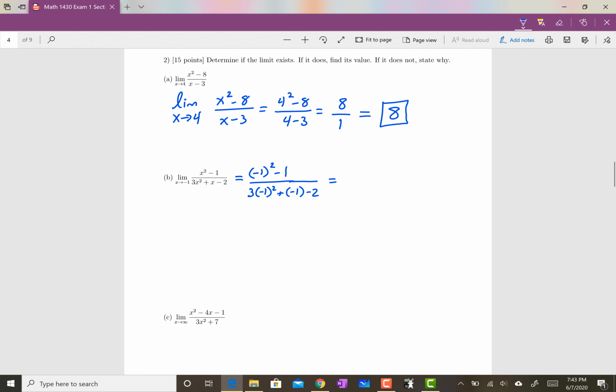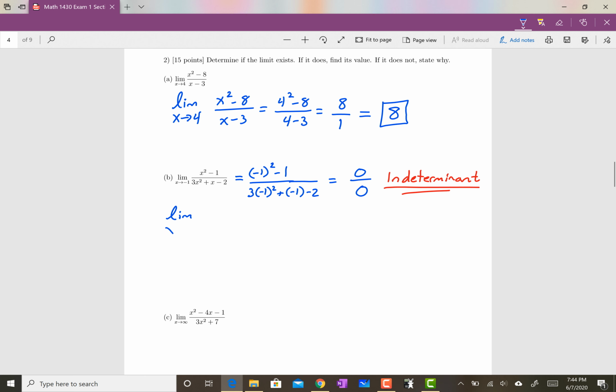Now in the numerator, if I square -1, I'll get a +1, and +1 minus 1 is 0. In the denominator, when I simplify, I'll have 3 times 1 minus 1 minus 2, which is also 0. And very importantly, we learned that this is called indeterminate. We also learned that indeterminate typically means the limit does exist. We just can't figure it out the way that the function is written.